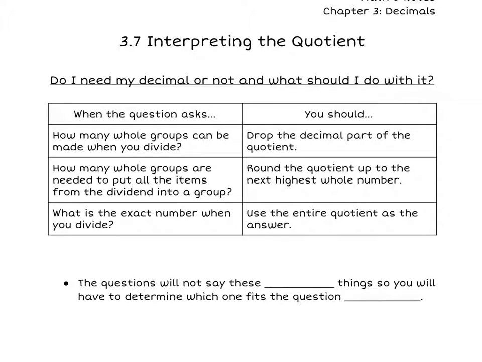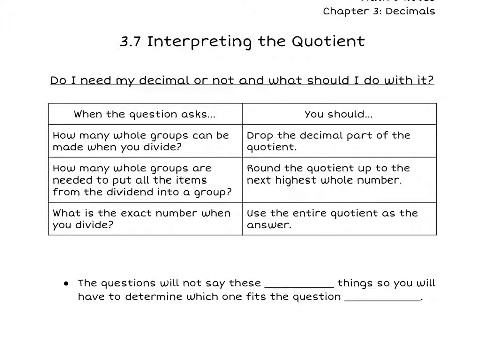But it's called interpreting the quotient. So do I need my decimal or not? And if I do need it, what should I do with it? If you're looking at a question and it asks, how many whole groups can be made when you divide? You're going to drop the decimal. You're not even going to worry about the decimal. You're going to get your answer, forget the decimal.